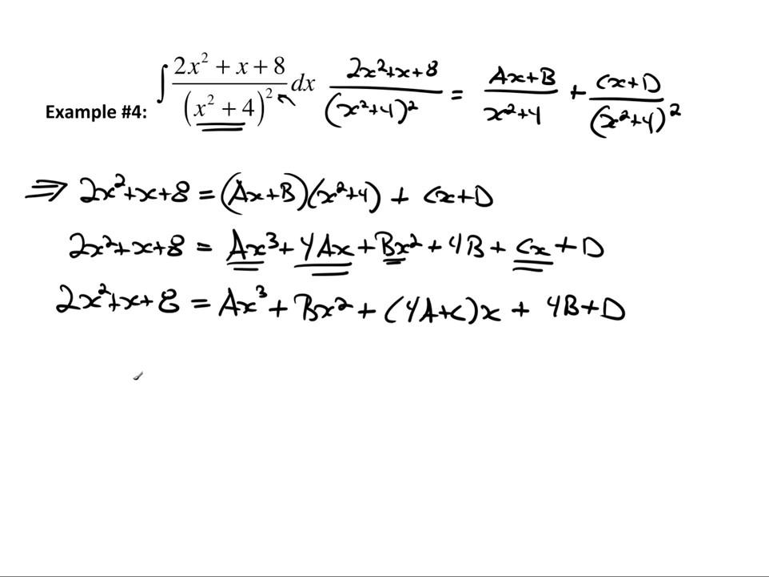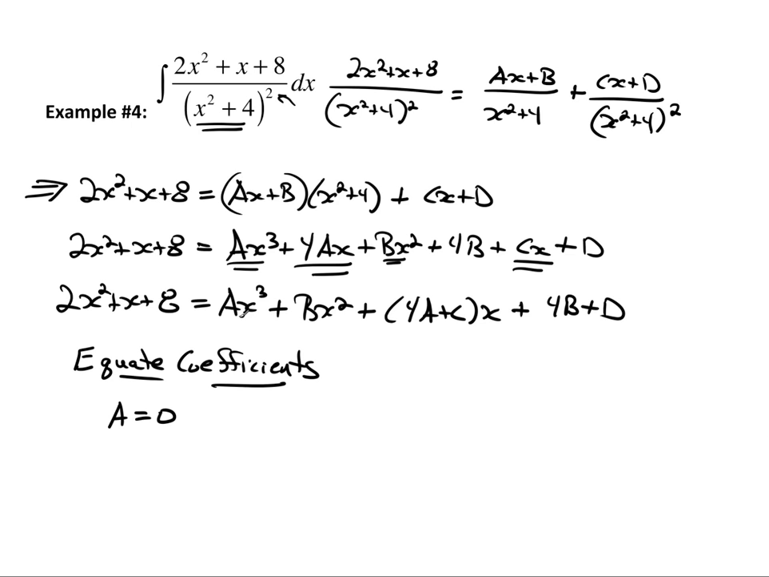Now I need to solve for a, b, c, and d. It sounds like it's going to be a mess, but it's really not. What I'm going to use is a technique that's referred to as simply equate coefficients. Remember, the left-hand side has to equal the right-hand side. So the left-hand side doesn't have a third-degree term in it, does it? That means that a must be equal to 0.